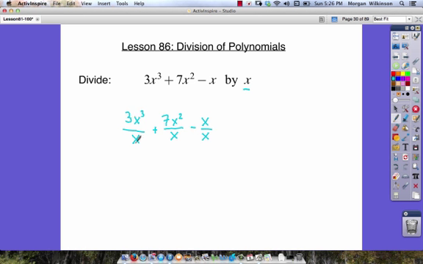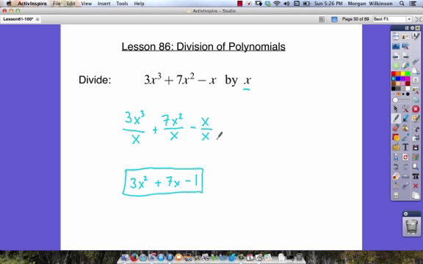3x to the third divided by x, well, that must be 3x squared. Then plus 7x squared divided by x, well, x squared minus 1x, or x to the first power, that would just leave 1x. So we're going to have 7x. And then x divided by x, anything divided by itself is 1, so we get our final answer. 3x squared plus 7x minus 1.